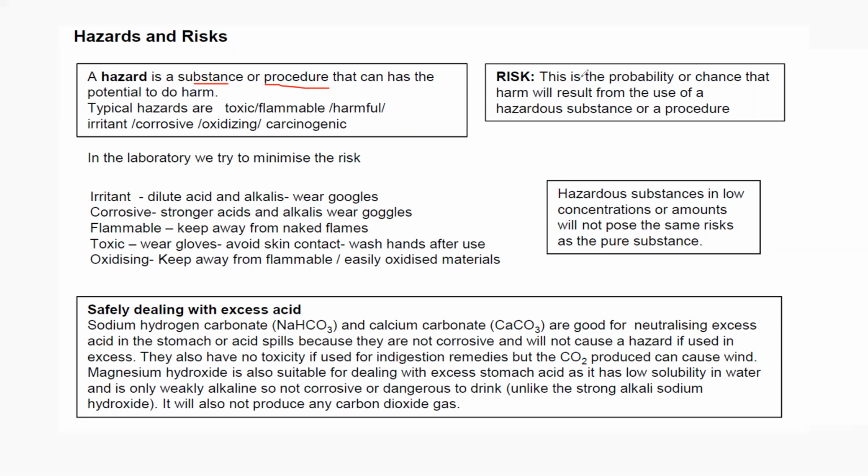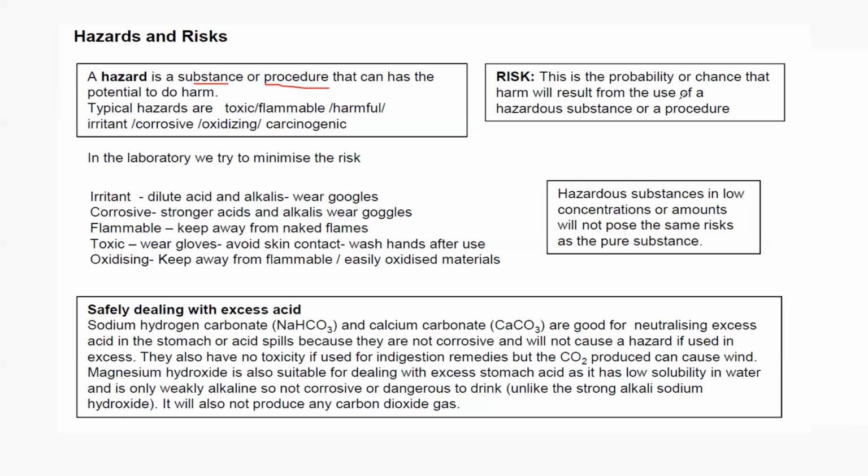And what is the definition of risk? Risk is the probability or chance that harm will result from the use of a hazardous substance or a procedure. For example, if you are using toxic chemicals or any procedure which uses, say, high temperature, there is a risk involved. So if something has the potential to do harm, we call it a hazard, and when we are using any hazardous chemical or procedure, then we call that a risk.